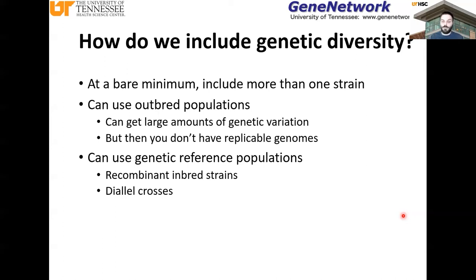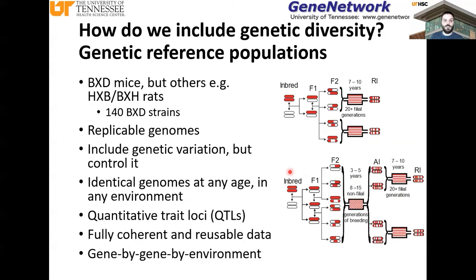Whereas using genetic reference populations, you have replicable genomes; you can go back to the same genome repeatedly. I'm going to talk to you about recombinant inbred strains, such as the BXD mice. These are just one panel in mice. There are many others, for example, the HXB and BXH in rats, and there are 140 of the BXD strains. These are crosses between C57 black 6J and DBA2J.